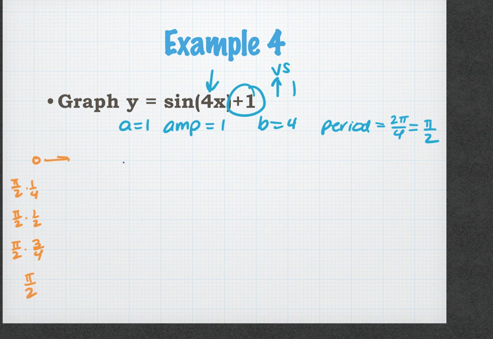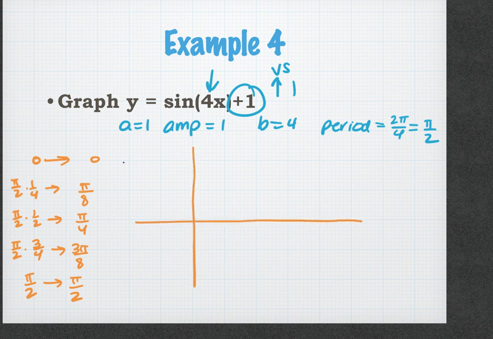So this stays a 0. This would be pi over 8. This would be pi over 4. This would be 3 pi over 8, and this would be pi over 2. So this would be really skinny because it's happening in just pi over 2, which is like a quarter of what it normally does. Then I go to my graph.